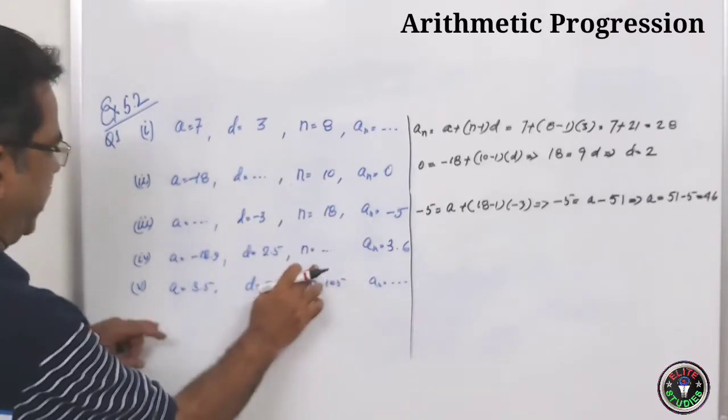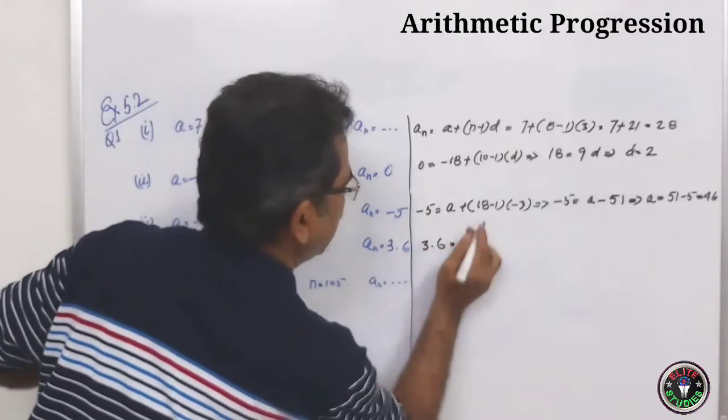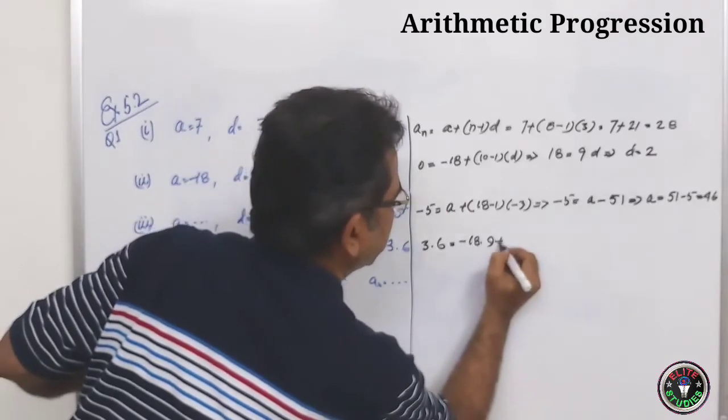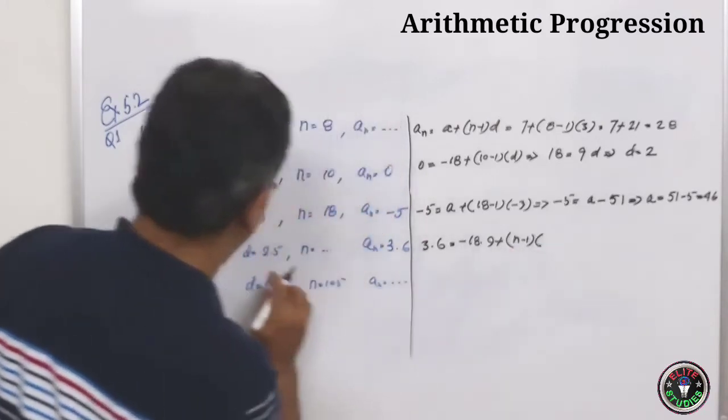Here again you have to find n. So an is equal to 3.6 is equal to a plus n, n is how much? We don't know, we will find out, n minus 1. D is how much? 2.5.